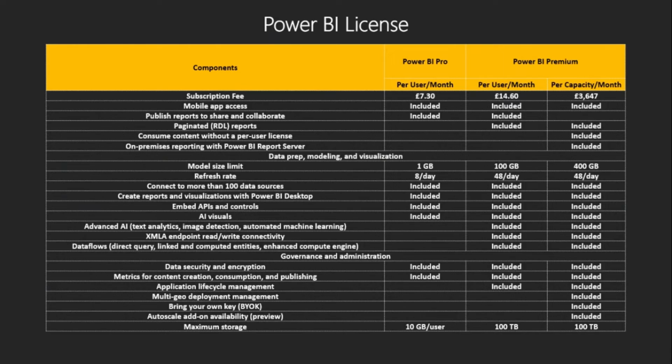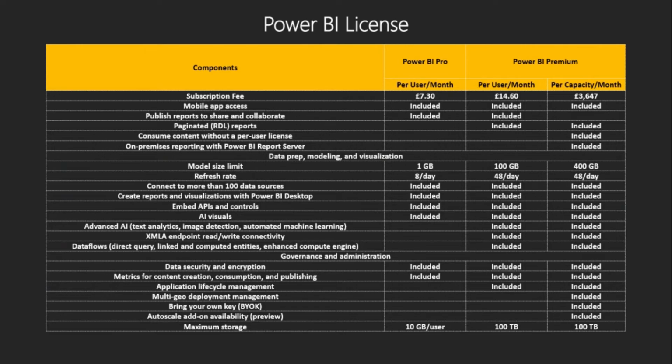Power BI Pro costs £7.30 per user per month, and it includes features like mobile app access, publishing reports to share and collaborate, creating reports and visualizations with Power BI Desktop, embed APIs and controls, and AI visuals. You also get data security and encryption, and metrics for content creation, consumption, and publishing. You get a 1 GB model size limit and a refresh rate of 8 per day, and maximum storage of 10 GB per user.